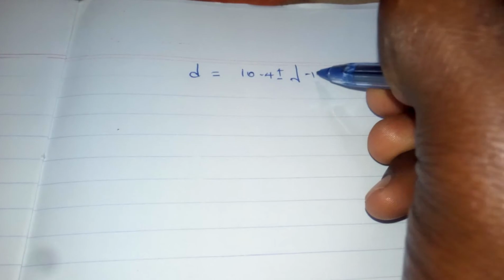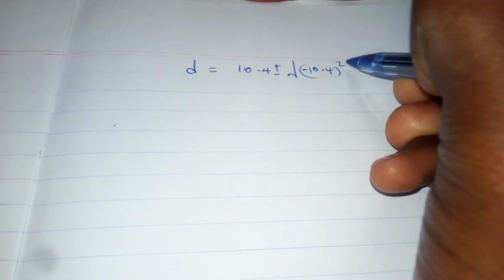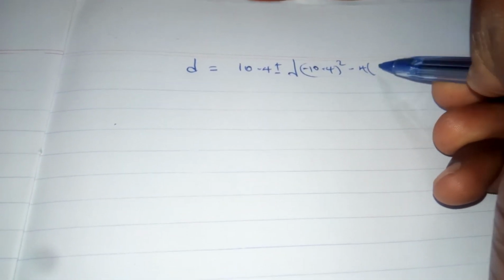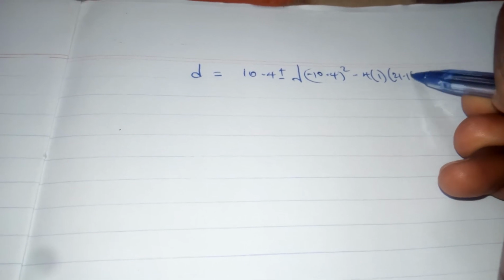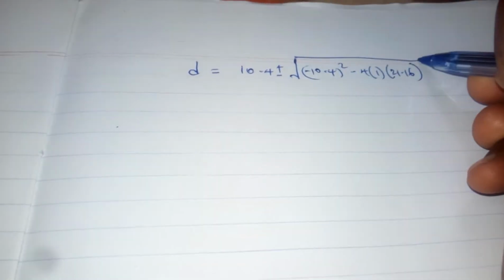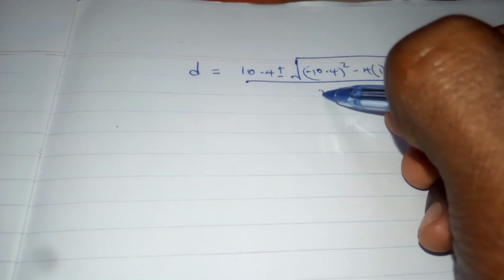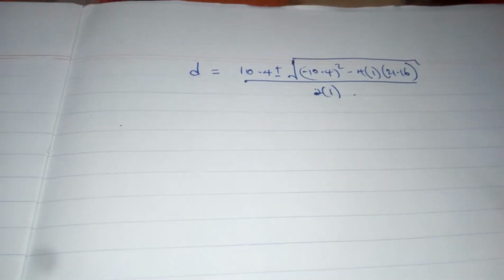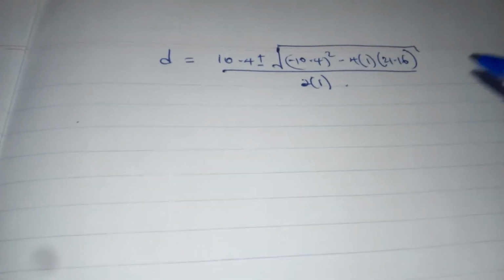We now had our d, which was actually 10.4 plus or minus the root of negative 10.4 squared minus 4 into 1 into 21.16, all that under the root, out of 2 into 1. I think that's a step we had reached.